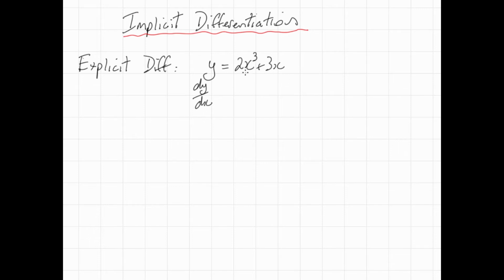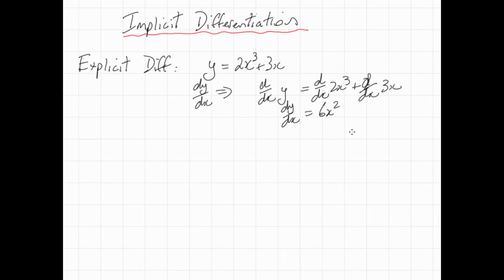what we basically do is we find the derivative with respect to x of every term. So we go d dx of y equals d dx of 2x cubed plus d dx of 3x. So we find the derivative of every term. Now the derivative with respect to x of y is nothing more than dy dx. The derivative with respect to x of this first term here is 6x squared, and the derivative with respect to x of 3x is just equal to 3. So that's what we've been doing, and that's called explicit differentiation.